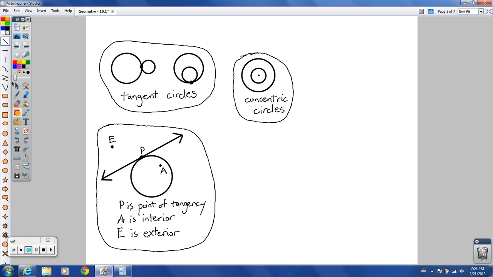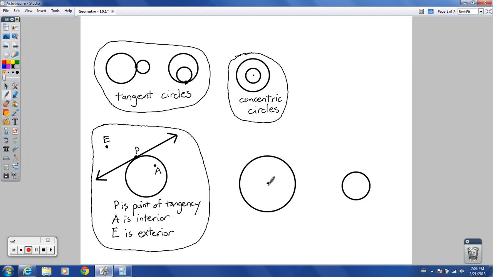Sorry, not a line, but two circles. There we go. Let's make one of them a bit bigger than the other one. We'll do something like that. Okay, so two circles. We label circles according to their center point. So this would be called circle A if I labeled that with an A. This would be called circle B if I labeled it with a B. And there's A, there's B.